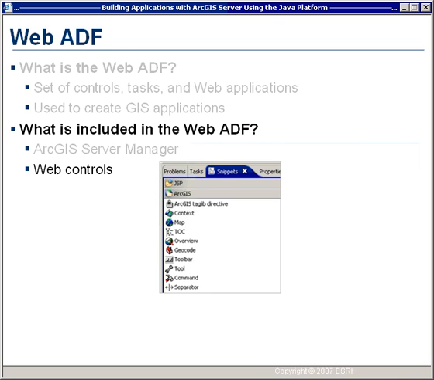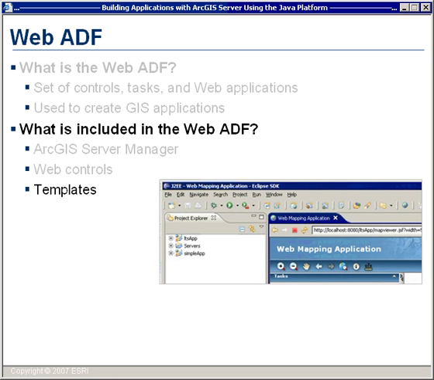The ADF also comes with a set of pre-built web controls that contain common GIS components such as maps, toolbars, and table of contents. You also get a template that makes it very easy to create and customize your web application from within your development environment.